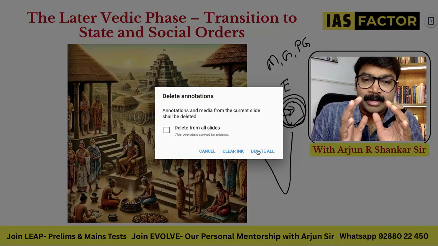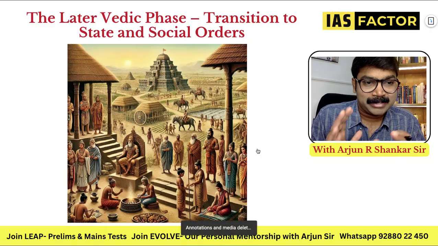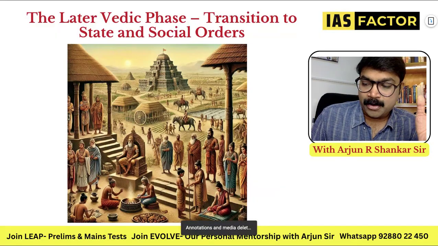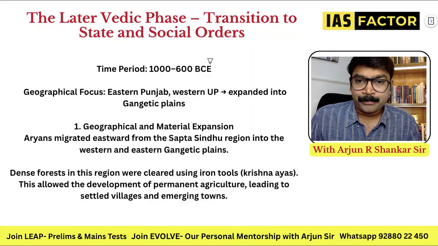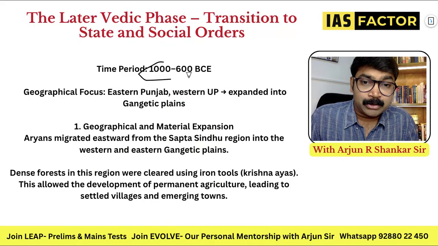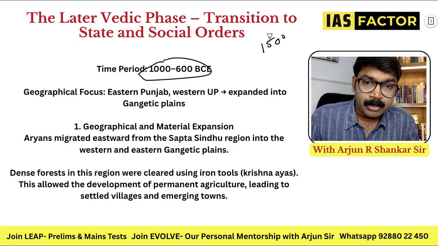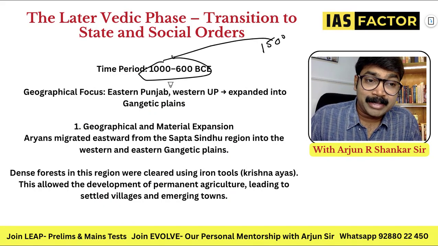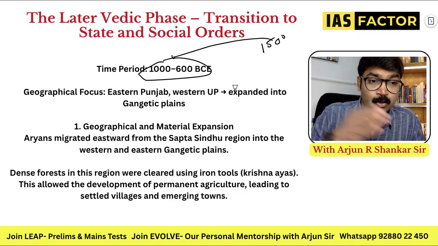Now we will build some important facts for the examination. Ready? The period is 1000 BC to 600 BC. The Vedic period is 1500 to 1000, and the Later Vedic is 1000 to 600 BC. It goes backwards.